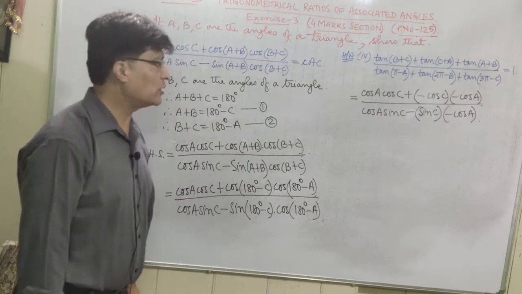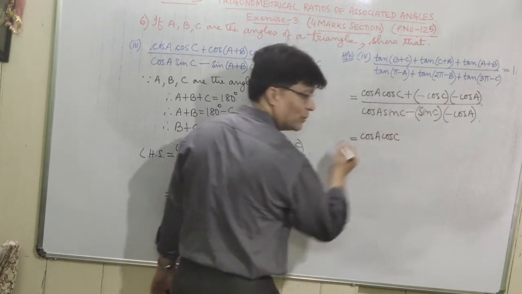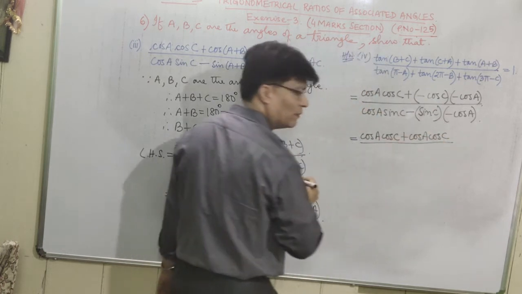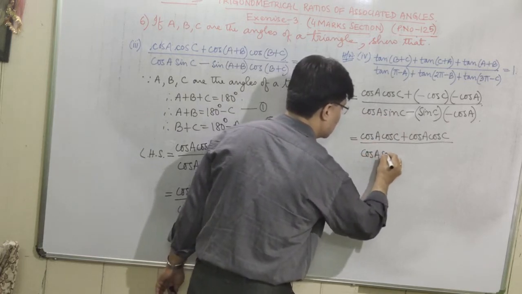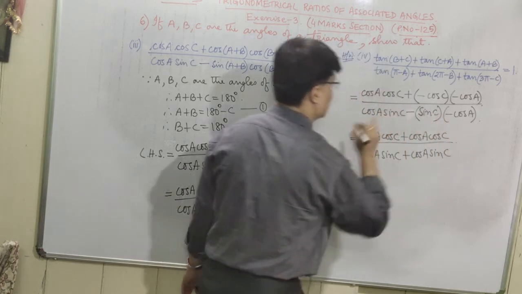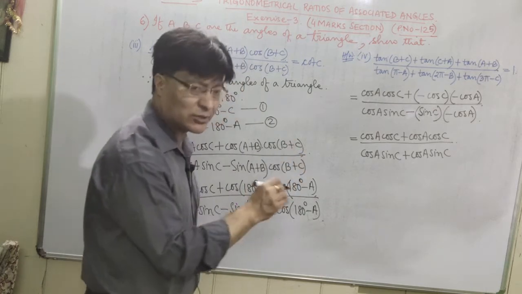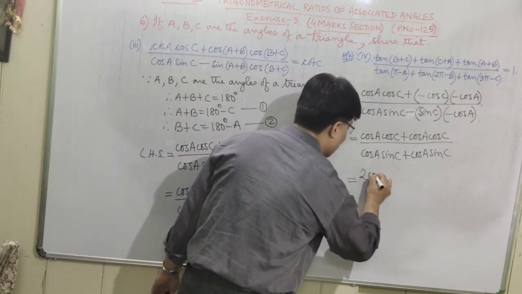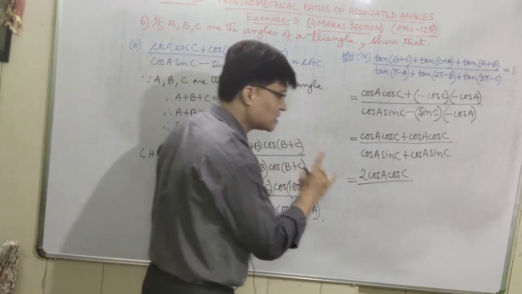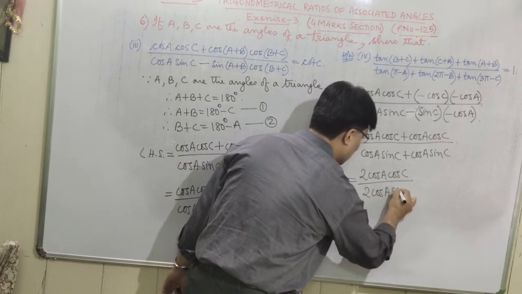So I think you have understood it. So let us simplify it, which is equal to cos A cos C, minus into minus, plus, this is also cos A cos C. This whole divided by cos A sin C, minus into minus, plus, this is also cos A sin C. Okay. So now we can add them. What is cos A cos C plus cos A cos C? That is 2 cos A cos C. In the denominator, what is cos A sin C plus cos A sin C? That is your 2 cos A sin C.